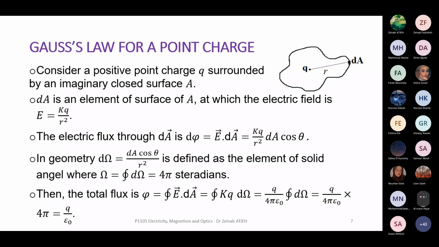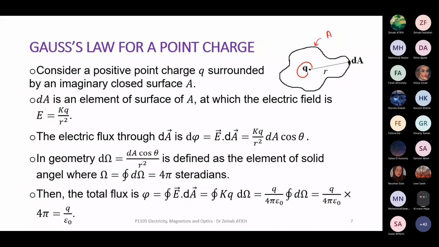Now we are going to try to do a proof for Gauss law. For sure, you shouldn't memorize the proof, but you should know it, because knowing things makes understanding them easier and makes believing them easier. So we will try to understand Gauss law and where it comes from and where it leads us. Let's consider a positive charge Q. This is our positive charge. It is surrounded by an imaginary closed surface A. So this is surface A.